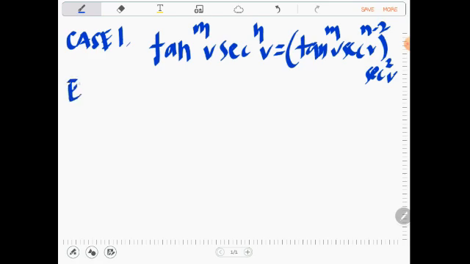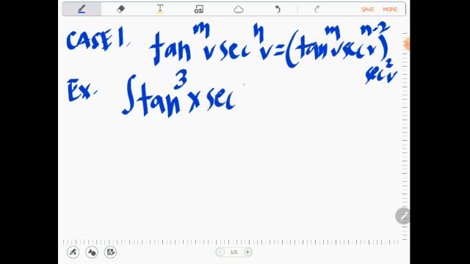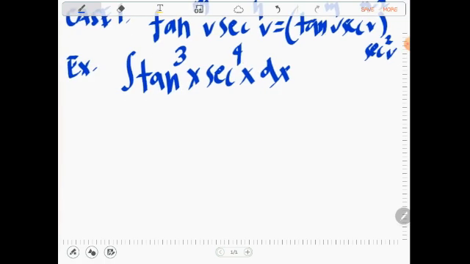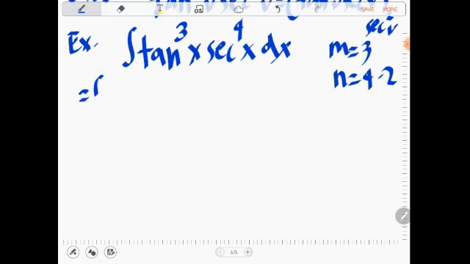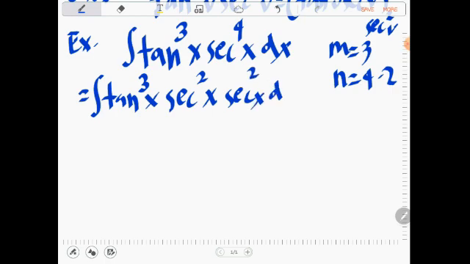Example agad tayo. So example number 1. Evaluate the integral of tan cube of x secant of x raised to 4 dx. So, ito yung gagawin natin kasi ang case number 1, yung n is greater than 2. So, yung m natin dyan is 3, yung n is equals to 4 minus 2, diba? Kasi mag-minus tayo ng 2. So, this should be equals to tangent of x raised to 3, tapos ito ay magiging secant of x squared na 2. Okay? Secant of x squared dx.